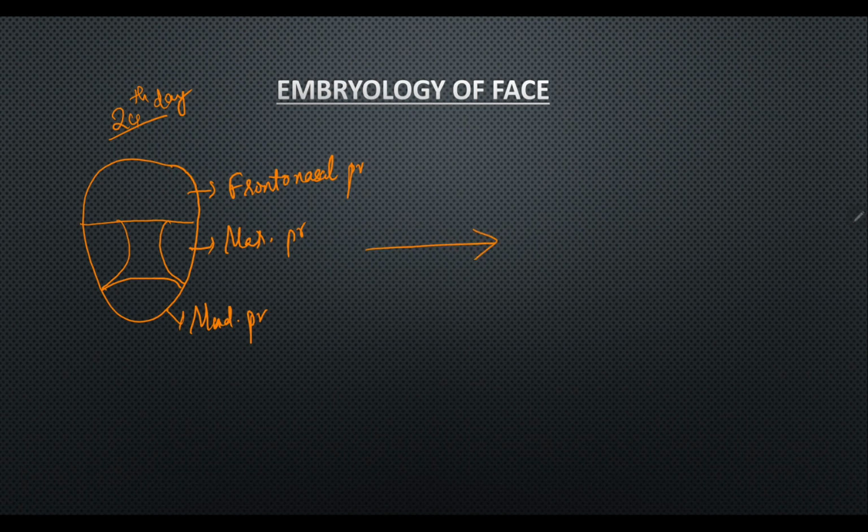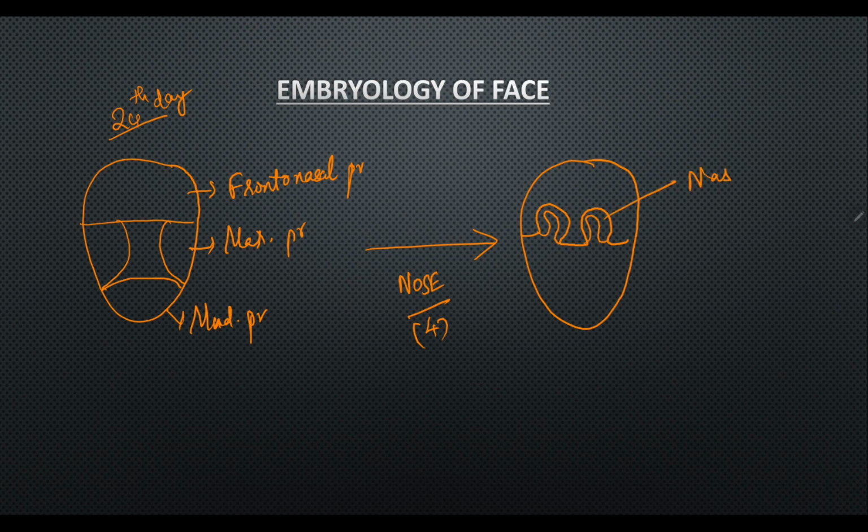Later, exactly at the 28th day, to remember, let us have it as nose. Nose has 4 letters, again 24 plus 4, 28. On the 28th day, there is one other important thing going to form from the frontonasal process, and that is called the nasal pit. This is the nasal pit. So nose has 4 letters, let us remember the nasal pit is going to form on the 28th day. And the rest of the processes are the same. What is present in between is the primitive mouth.